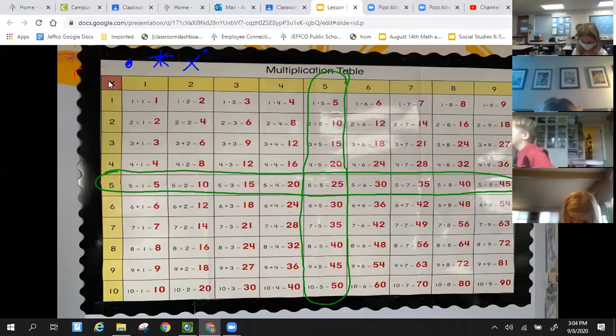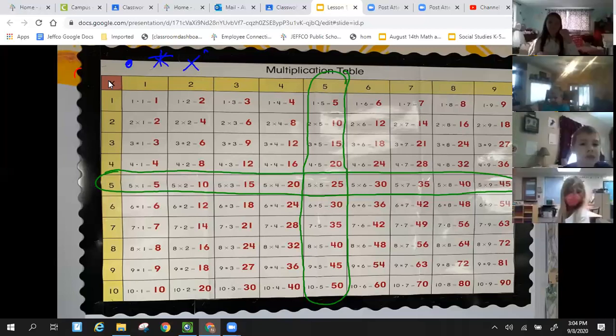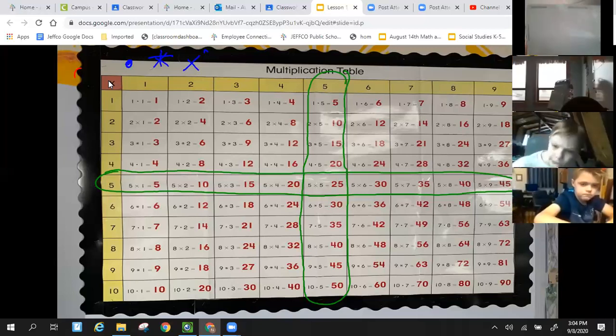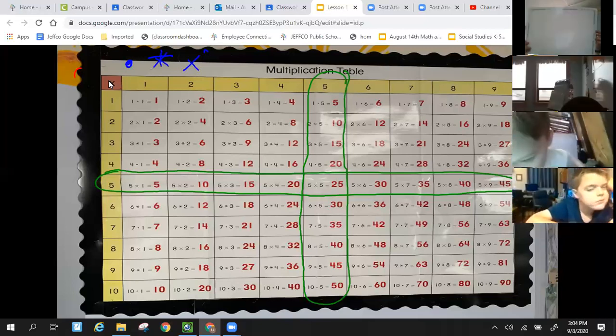Ready? 1 times 5 is 5. 2 times 5, 10. 3 times 5, 15. Let me see your fingers. Hold them up. Hold them up.